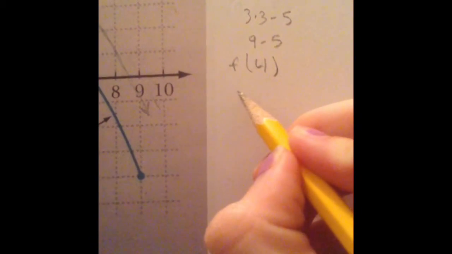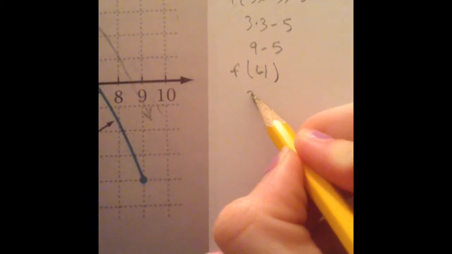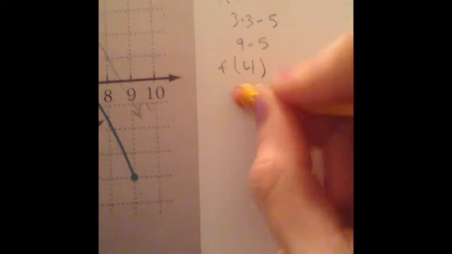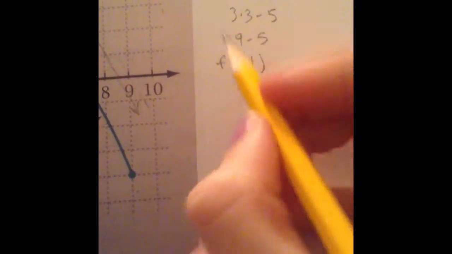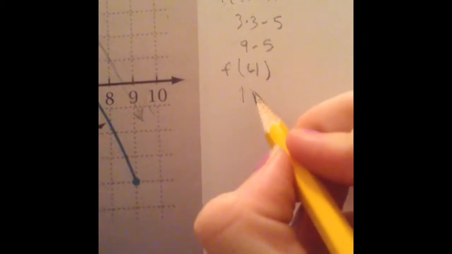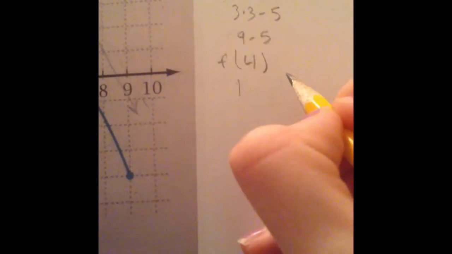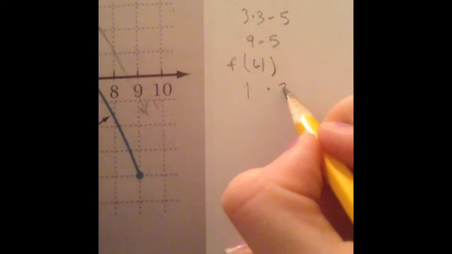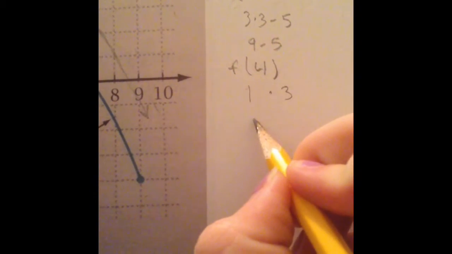So f of 4 equals 1. And if we bring down the chain rule, multiplied by 3, the answer is 3.